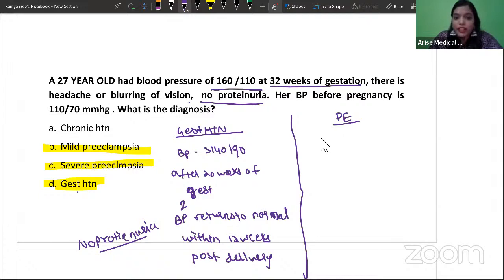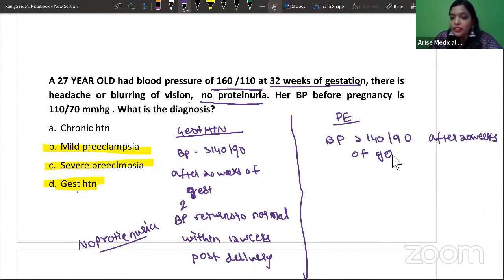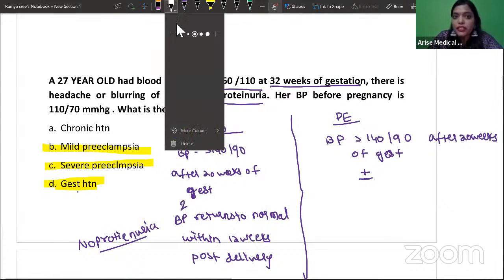So preeclampsia is blood pressure more than 140/90 after 20 weeks of gestation. Is it plus proteinuria, or according to the recent guidelines, it is plus or minus proteinuria? Let me write it with red, so that it registers into your brain.